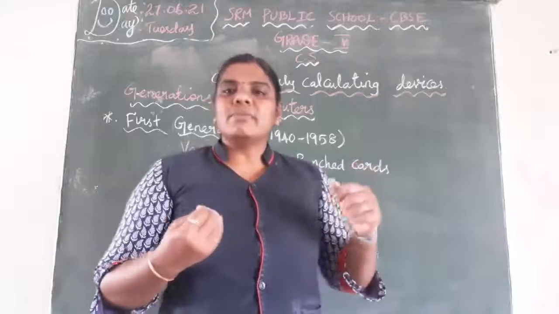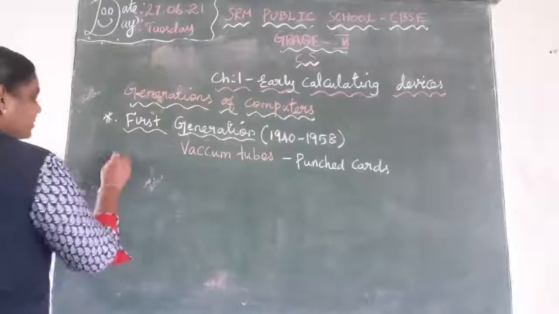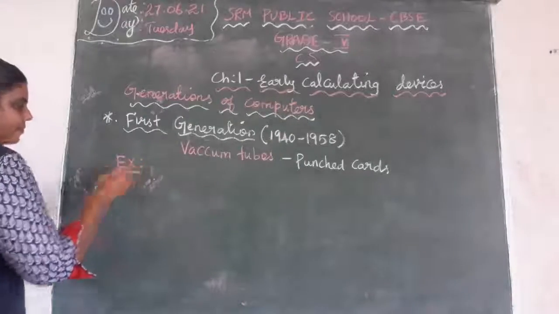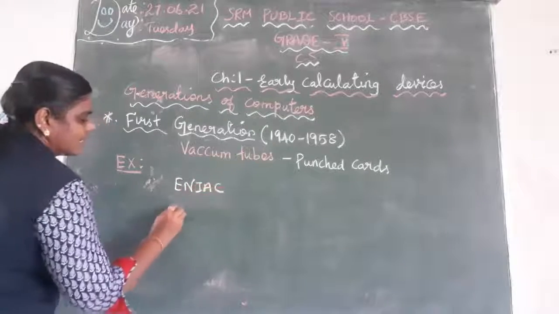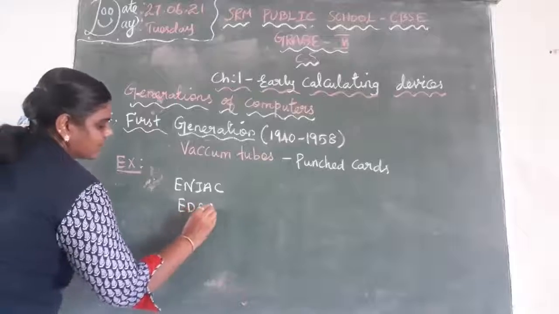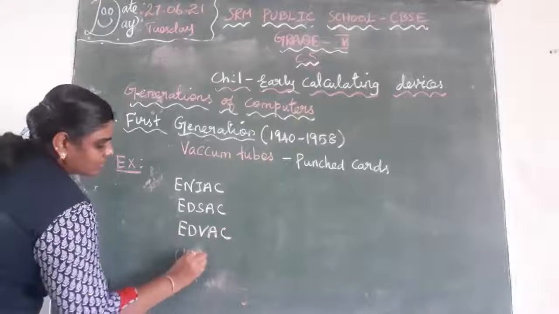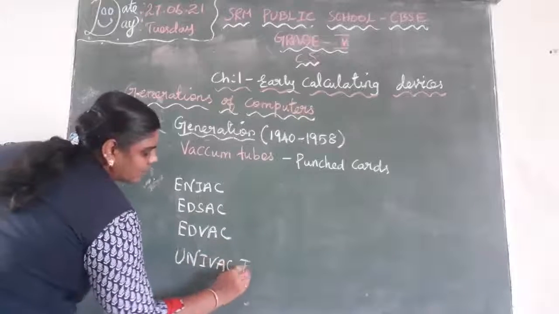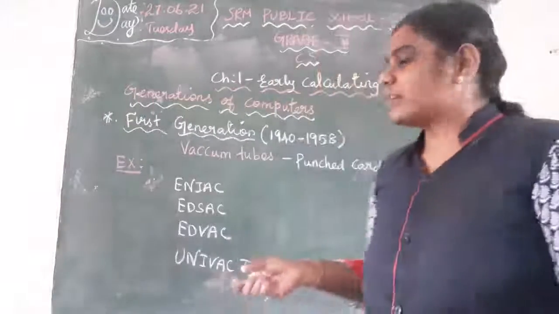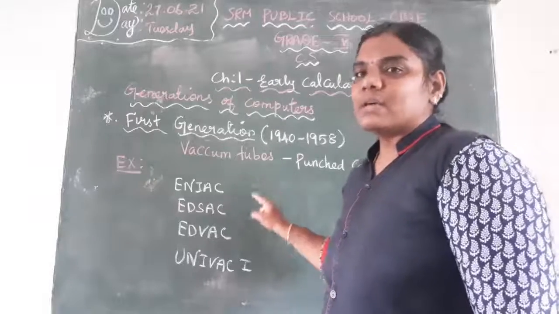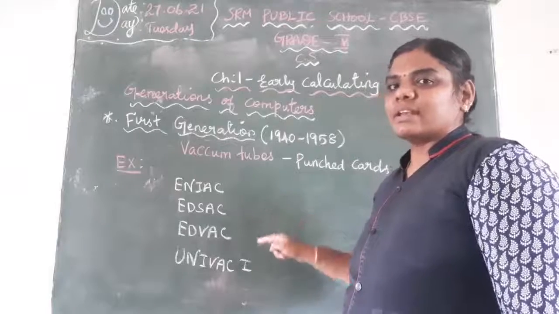Okay, here we have some examples of first generation computers. What are the examples? ENIAC, EDSAC, EDVAC, UNIVAC I. Okay, so these are the examples for first generation computers. You should learn the full expansion form for the examples of first generation computers.